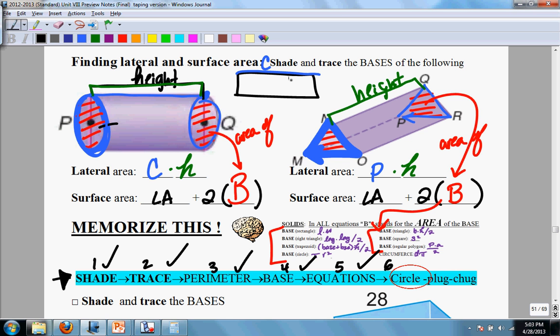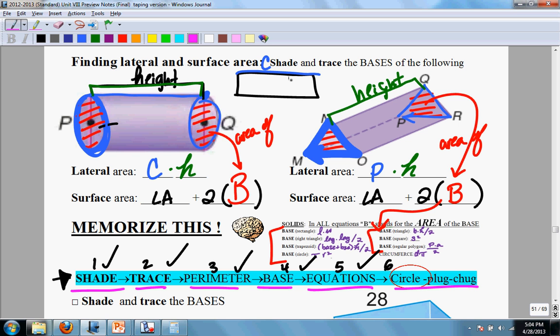Say it with me. Shade, trace, perimeter, base, equations, circle, plug, chug. Again. One more time. Just once more for kicks. Clap with me. Shade, trace, perimeter, base, equations, circle, plug, chug.